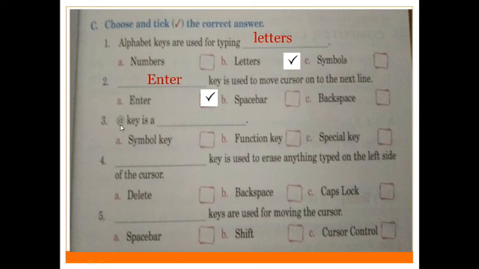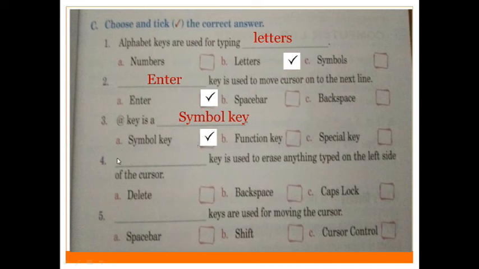Third one, @ key is a dash. Symbol key, function key, special key. @ is a symbol, right? So it is a symbol key. Again, first option.